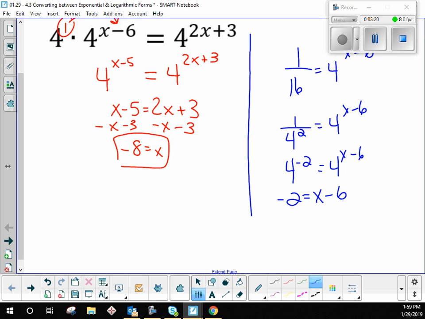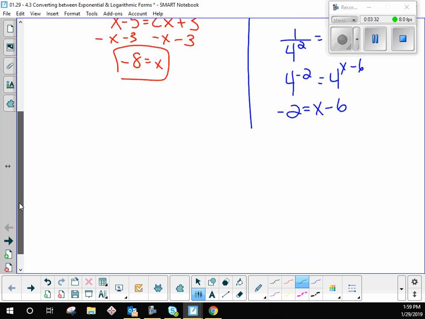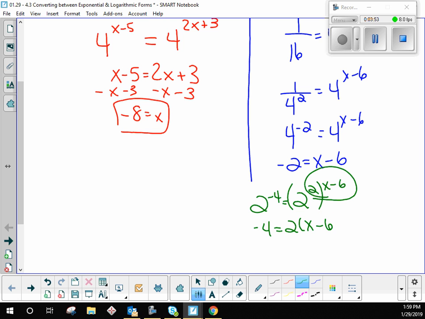Any questions about those? Yes, ma'am. Okay, do you want to see that? I'll do that in a different color. So if you were looking at it and your brain saw that you could write everything with base of 2, that would go like this. It would end up being 2 to the negative 4. You're okay with that, right? But then on that side, that 4 squared, you'd have to rewrite as 2 squared, which is to the x minus 6. Okay? And then you would have to multiply those. So you'd get negative 4 equals, and you'd solve that. Okay?